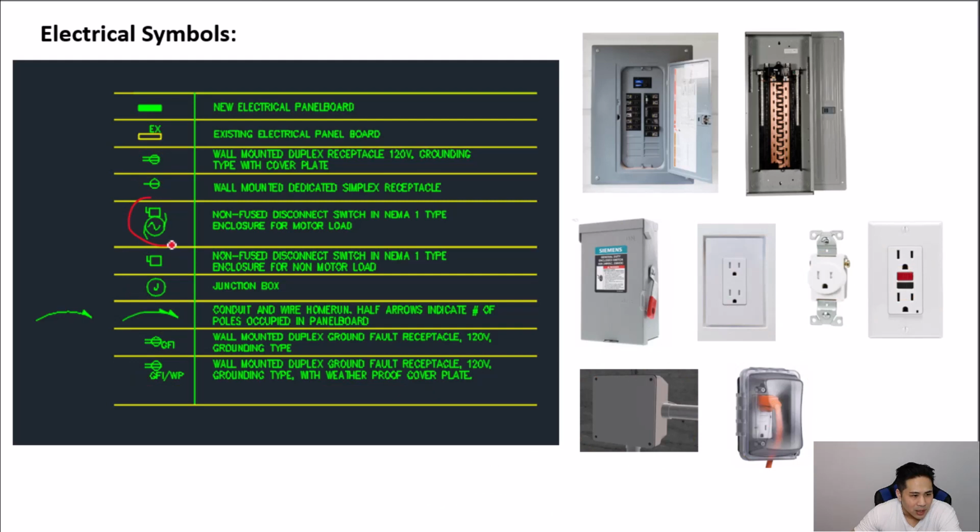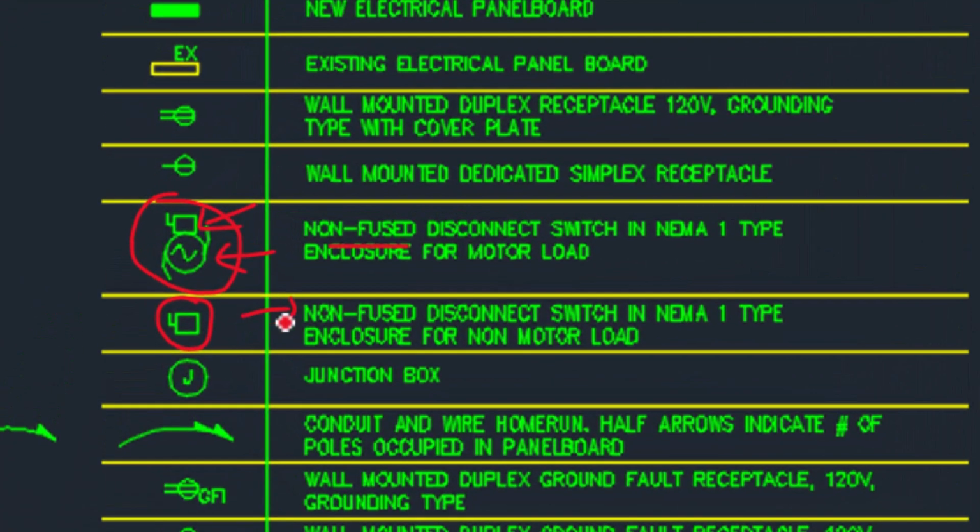We also have a motor load, which is non-fused. So this represents the motor, and this represents the disconnect. As you can see here, this is a disconnect symbol, and the disconnect symbol here is indicated as a non-fused disconnect switch, a NEMA 1 type enclosure for non-motor load.